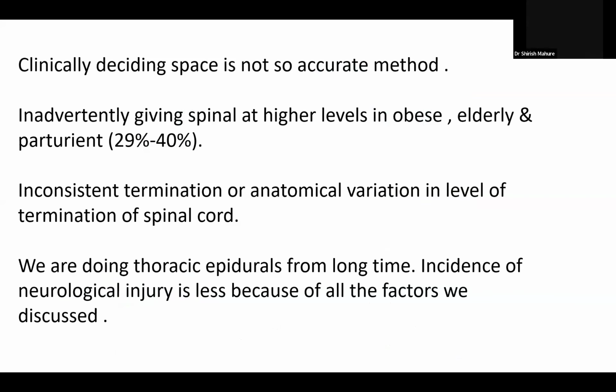Routinely, what we are doing clinically, deciding the space, is not an accurate method. Inadvertently, we are giving spinal at a level or two higher in obese, elderly, and parturient patients. It has been found that only 29 to 40% of anesthesiologists enter the desired level, that is L3, L4. There is also anatomical variation and inconsistent termination of the spinal cord. We have been doing thoracic epidurals routinely for a long time, and we have observed that neurological injuries are less because of all the factors which I have discussed.